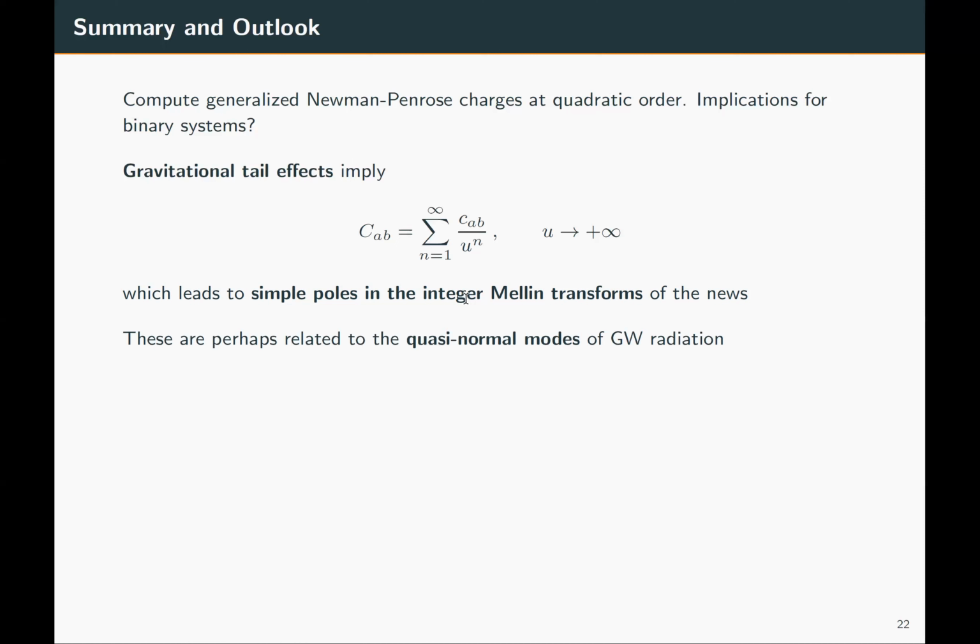I believe that these are related to the so-called quasi-normal modes in gravitational wave radiation, because if you look at the literature in black hole perturbation theory, for example the Regge-Wheeler equation and so on, you see that the quasi-normal modes of the black hole correspond to simple poles in the Laplace transform of the wave. And I think this is very closely related to that. Yeah, thank you very much for your attention.